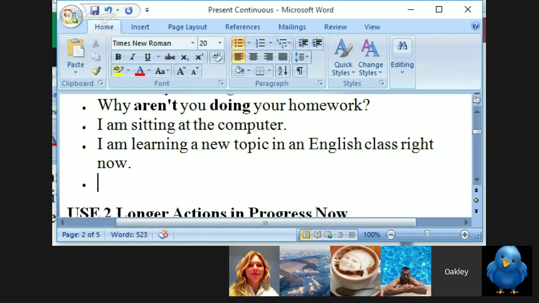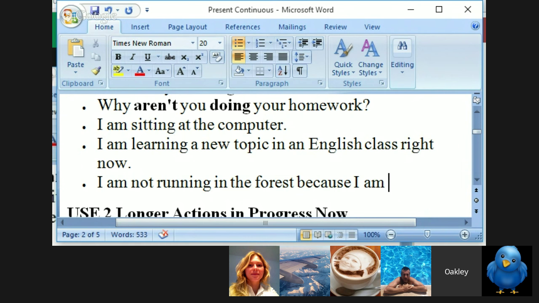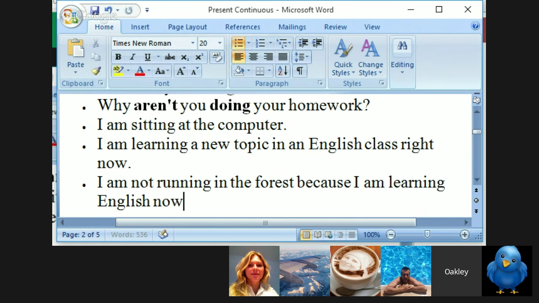Zsolt, give this a try. Yes. I am not running in the forest because I am learning English now. Okay. All right. Hang on. Sorry. All right. Okay. I am not running. What are you doing? I am learning English now. Oh, yeah. That's right. I forgot. Okay. There you go. All right.